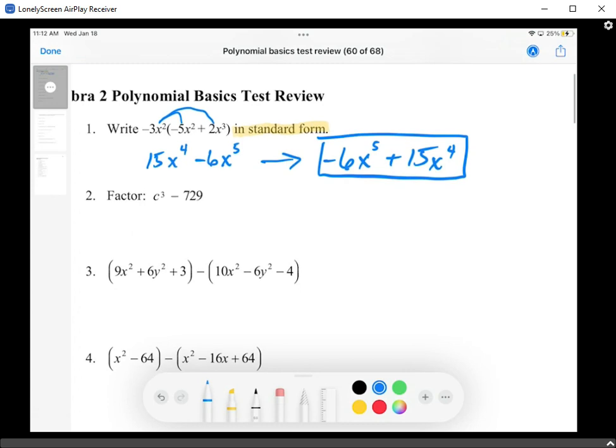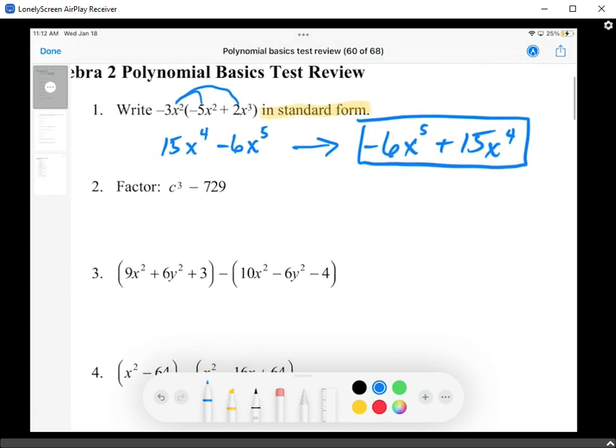Problem number two is asking us to factor. We've got c cubed minus 729. What I'm noticing is that this is a difference of perfect cubes. We already know that c cubed is c times c times c. If you take the cube root of that, it is c. So that's one of the things we're going to be working with in our answer here: c.